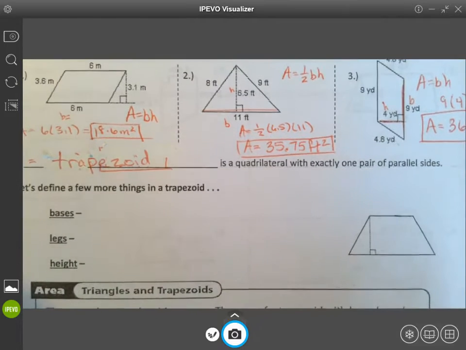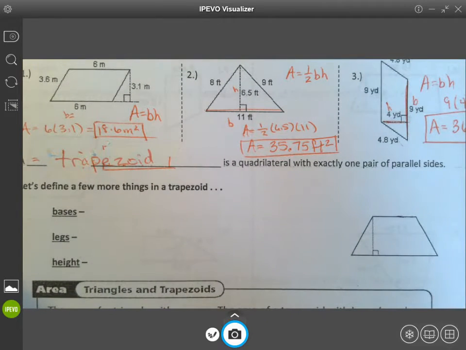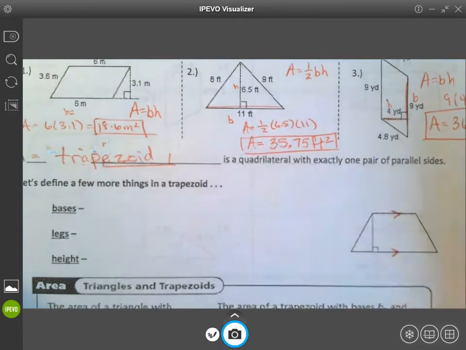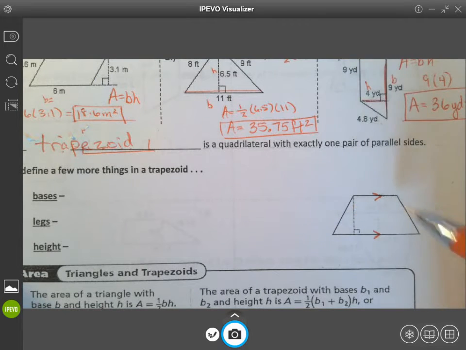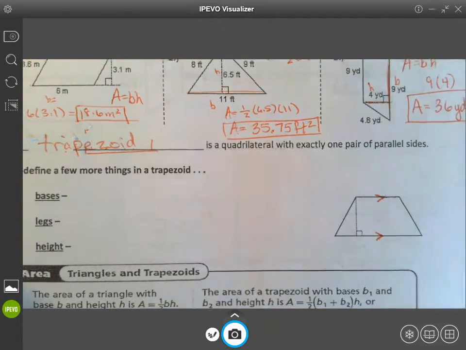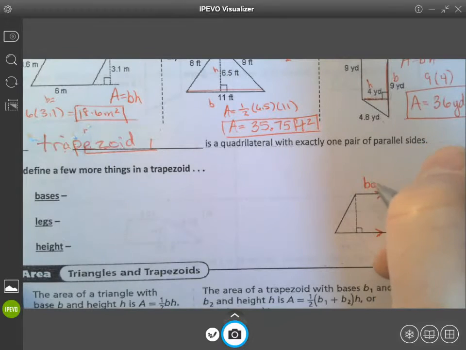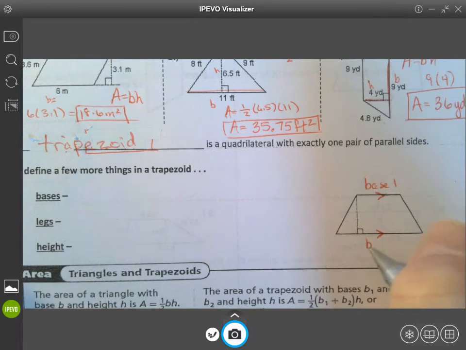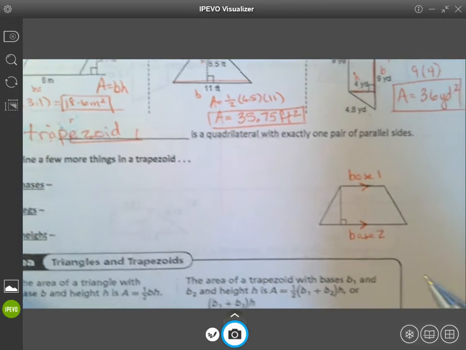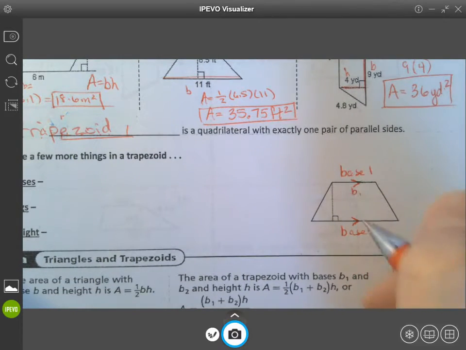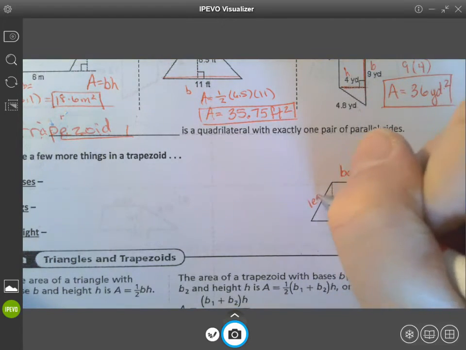All right, so a trapezoid is a quadrilateral with exactly one pair of parallel sides. So here is your set of parallel sides on the top here. Here's your trapezoid. And so sometimes these sides are equal, sometimes one is up and down. So all you know is you have one set of parallel sides. Let's talk about this. This would be considered base 1 on the top. This would be considered base 2 on the bottom. Now, we normally just write that as B with a little 1 and B with a little 2, so subscripts there. These are called your legs.